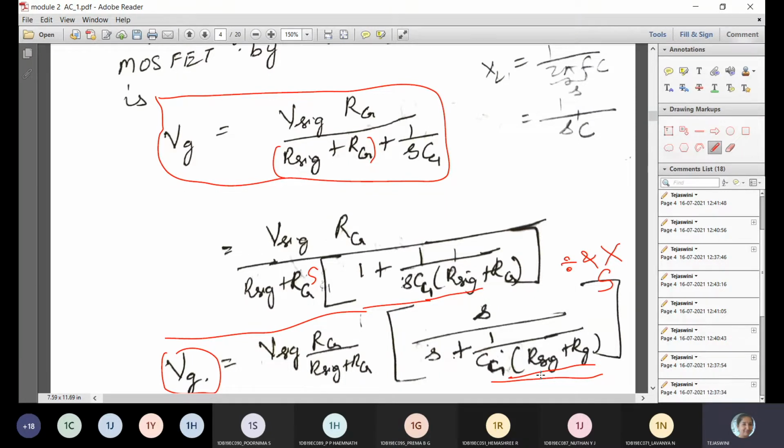Do you agree? Yes. If okay, I'll continue. Yes, ma'am, the expression is clear. This is very important because we discussed the model papers last class. In one paper they asked for the complete frequency response for 10 marks, and in another they asked to derive an expression for low frequency response. So be serious and ask if you have any doubt.